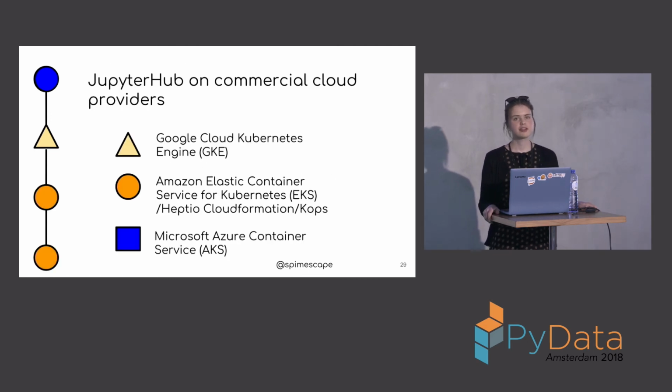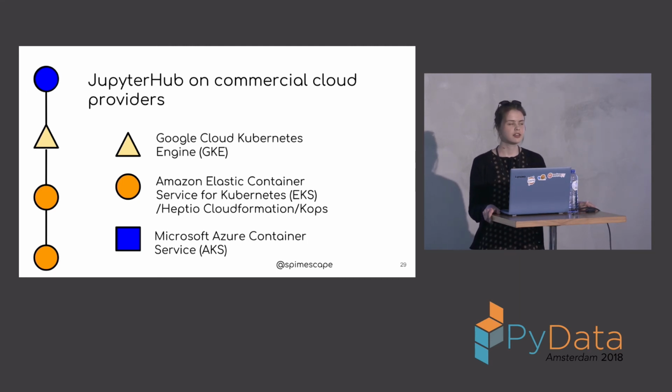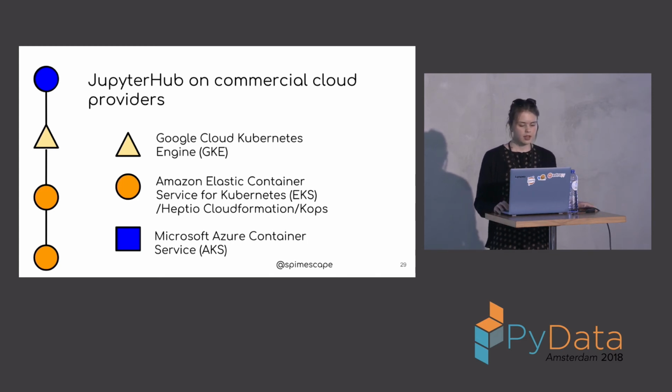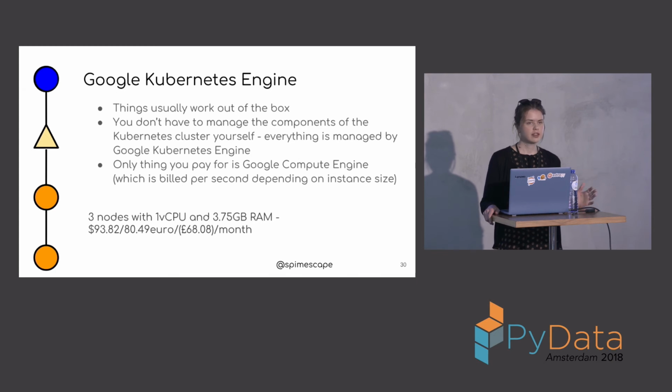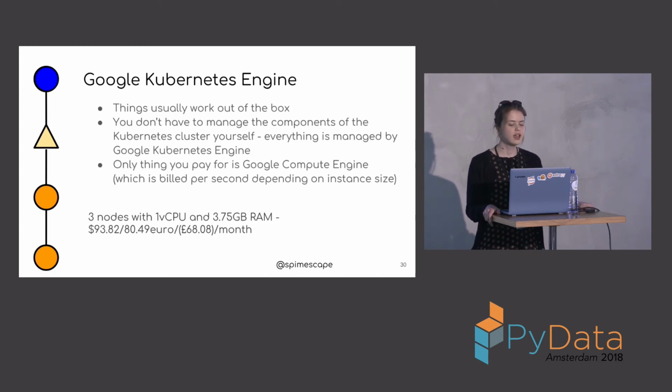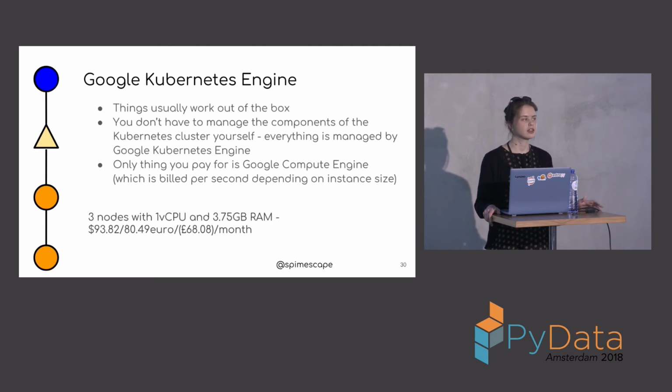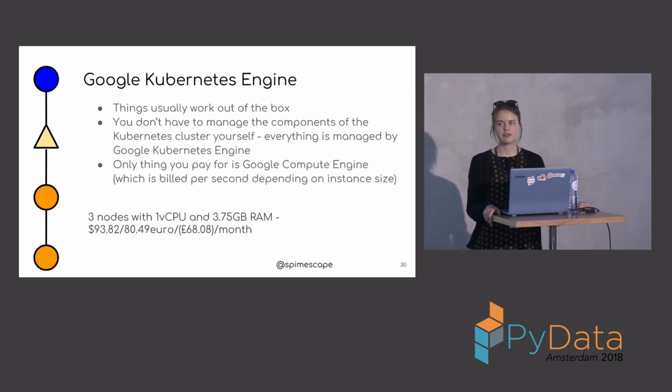So to prepare for this presentation, I tried to deploy JupyterHub on 3 different commercial cloud providers and compare a little bit the costs and ease of deployment in doing this. So as you might know, Google, they sort of have a monopoly on Kubernetes services, at least until recently. So they have an offering called Google Kubernetes Engine, which is a managed solution. This means you don't actually need to know too much about running Kubernetes because Google takes care of that for you. So the good thing about this is that things usually work out of the box.